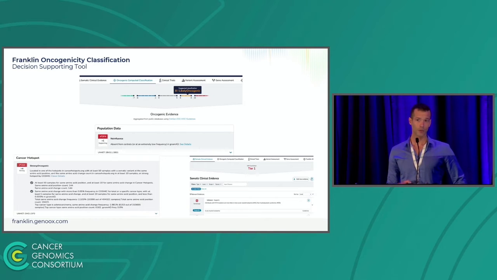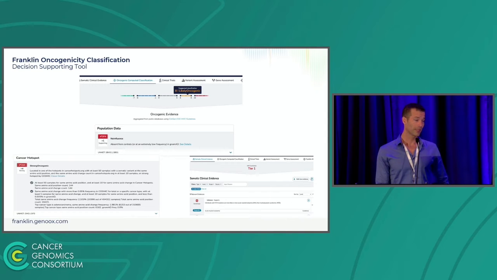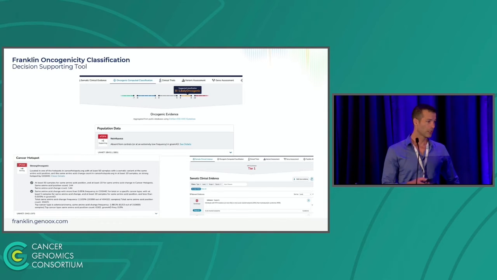As following these guidelines requires handling a variety of databases and tools and performing some challenging computational tasks, we developed Franklin oncogenicity classification. Franklin is a web-based platform which follows these new guidelines. It suggests the oncogenicity classification and its score, and also tells for each rule whether it was met or unmet, and gives you details for why it was met or unmet. For example, we can see here the OS3 rule for a cancer hotspot was met, and it gives you the details for the reason.